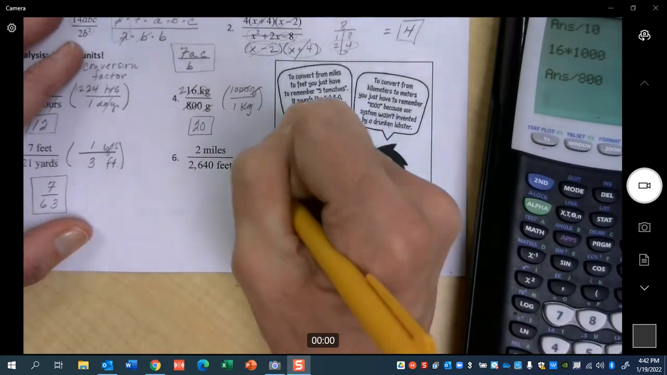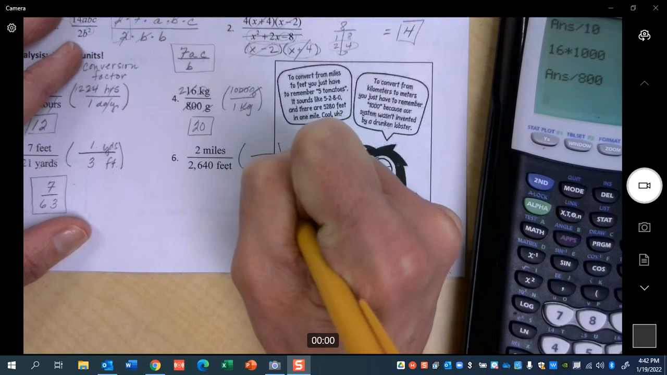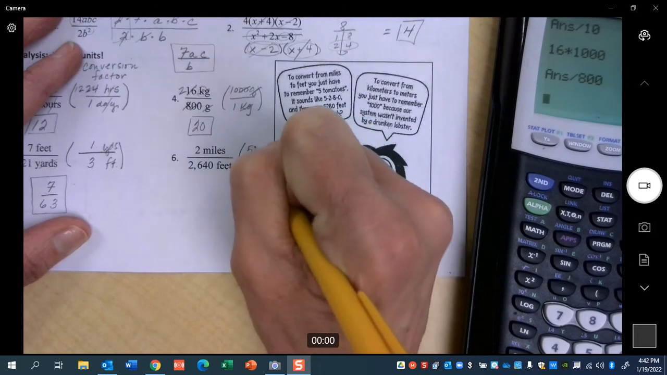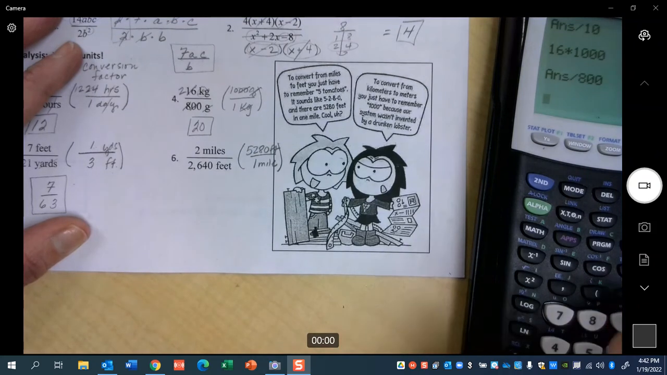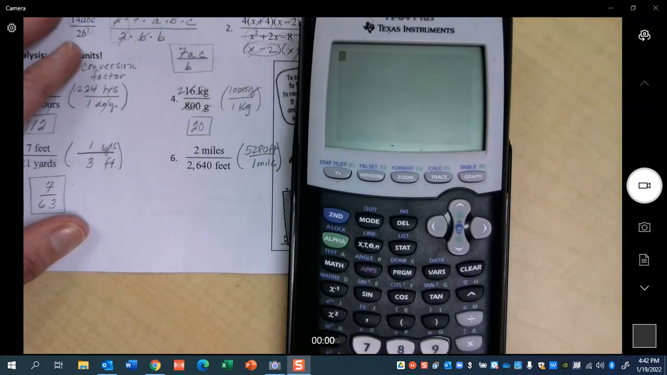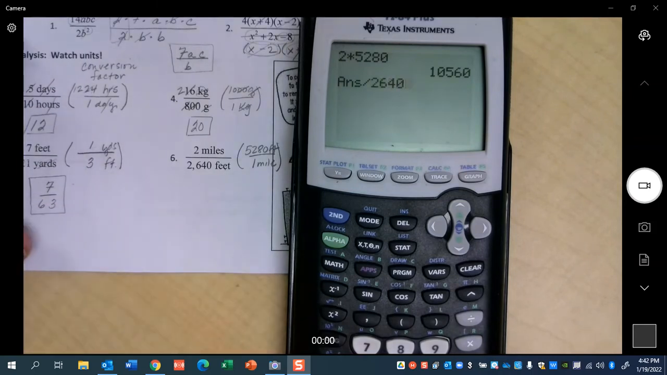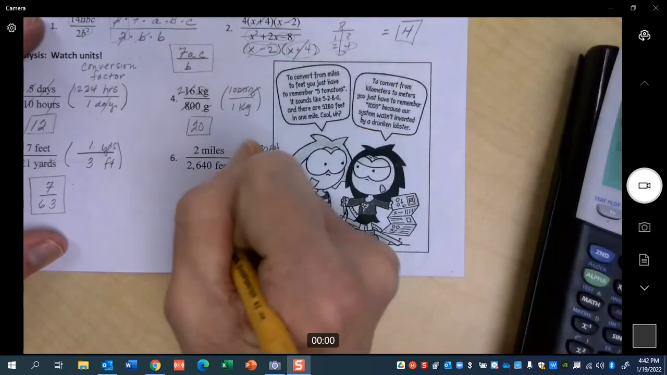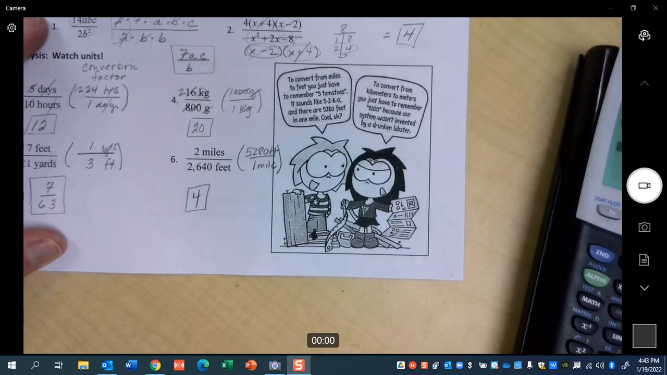All right, here we go again with our 5 tomatoes. I know in every 1 mile, there's 5,280 feet. So we'll just go ahead and use the calculator for this one. 2 times 5,280. And then I'm going to divide that by 2,640. And I get 4. Just 4.